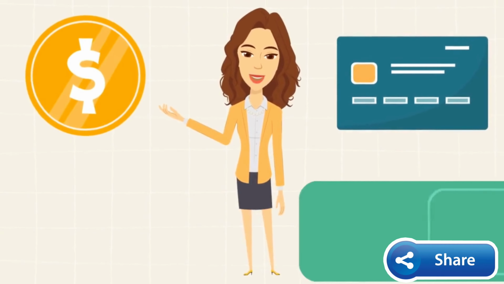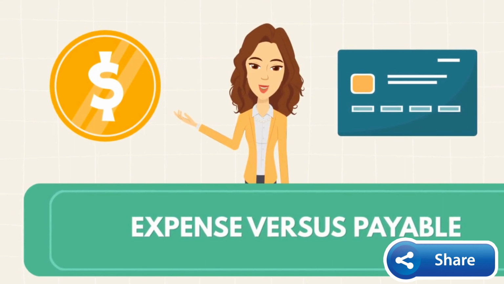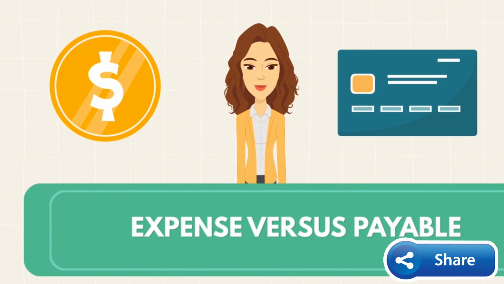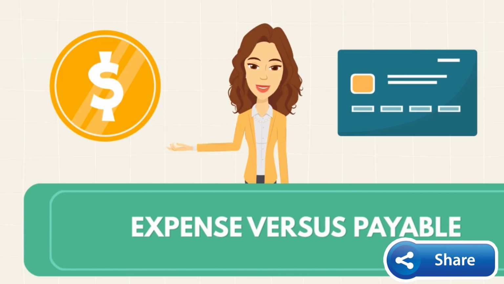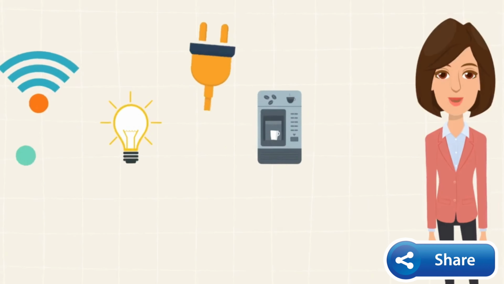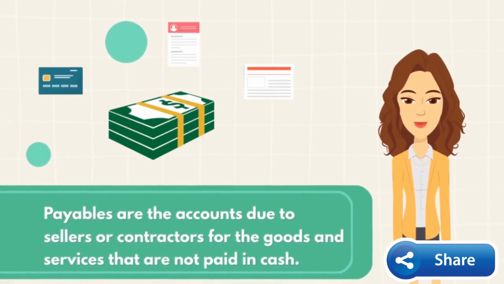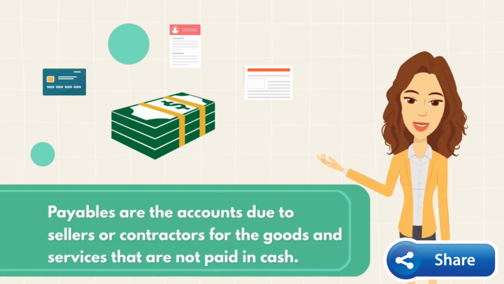Expenses versus payables. There is another key relationship between the income statement and the balance sheet that can often be confusing to non-accountants: an expense versus a payable. So to clear things up, expenses are the costs associated with providing goods or services, while payables are the accounts due to sellers or contractors for the goods and services that are not paid in cash.